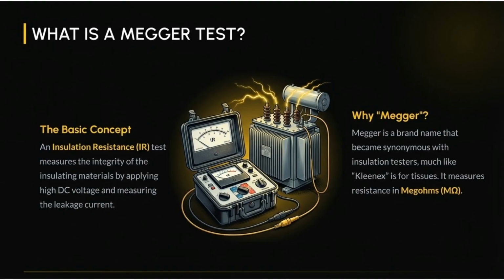An insulation resistance, or IR, test measures the integrity of insulating materials by applying high DC voltage and measuring the leakage current. Megger is a brand name synonymous with insulation testers, measuring resistance in megohms.